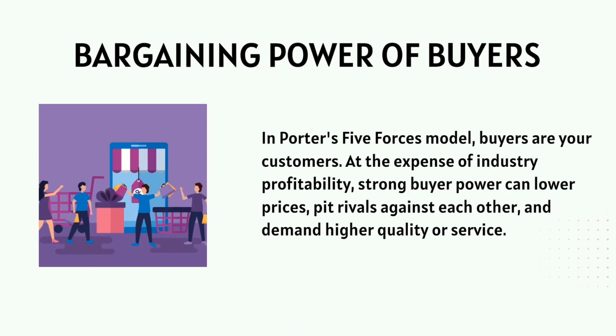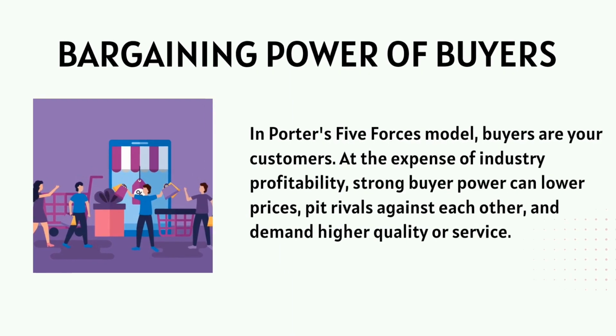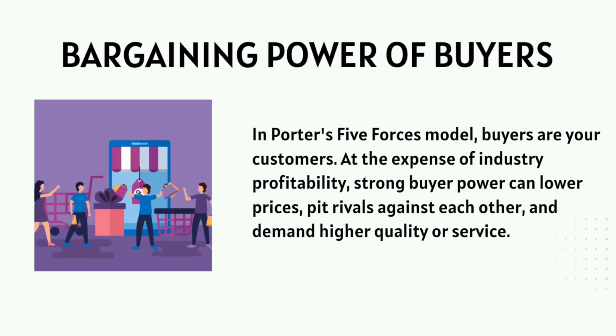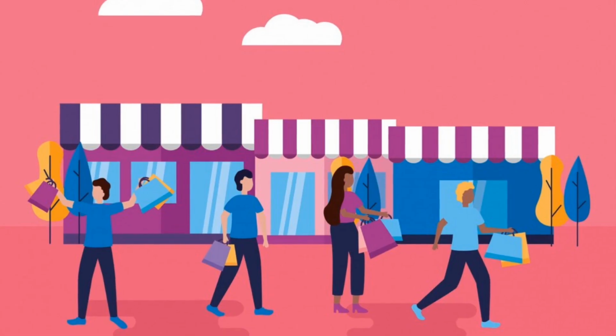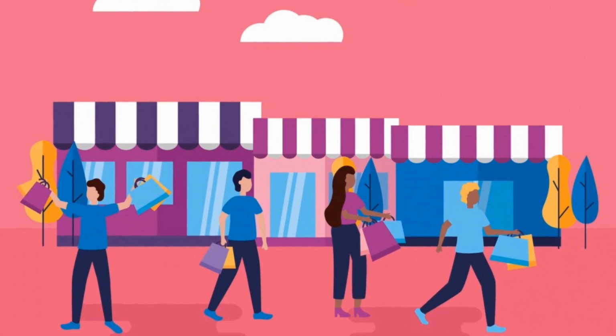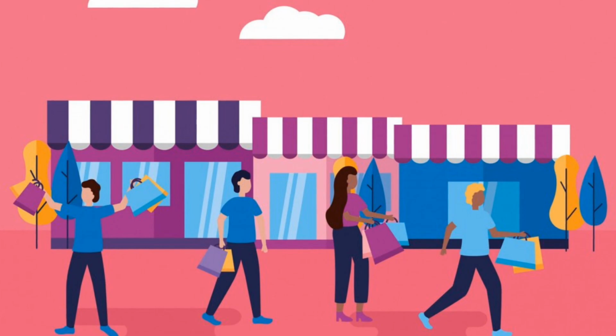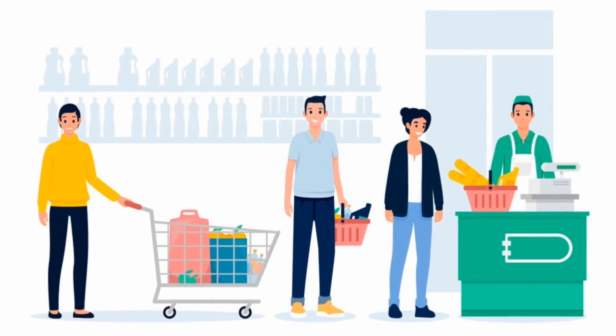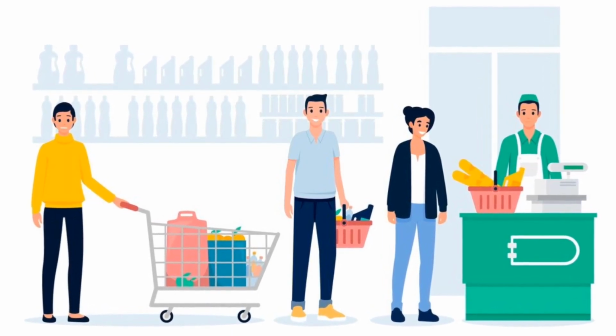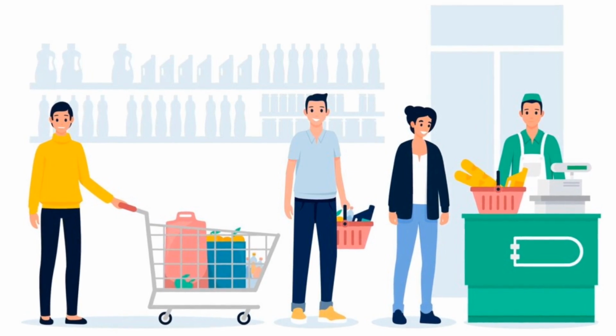Next is bargaining power of buyers. In Porter's 5 forces model, buyers are your customers. At the expense of industry profitability, strong buyer power can lower prices, pit rivals against each other, and demand higher quality or service. The power of customers is higher when they are few in number and have many sellers to choose from. Beyond this, if a large portion of a seller's revenue is determined by a handful of buyers, those buyers will have more leverage.